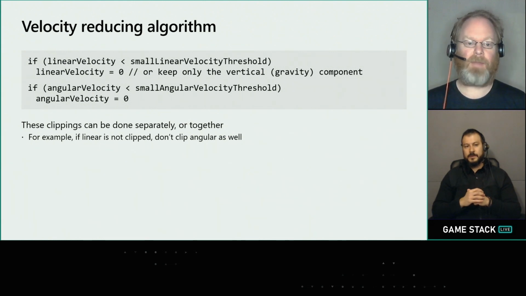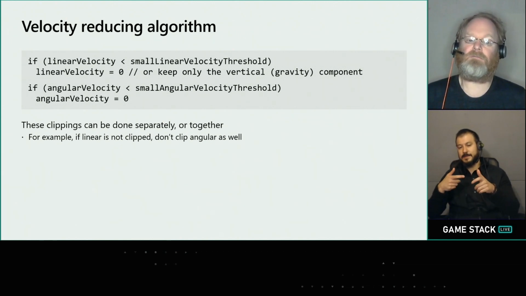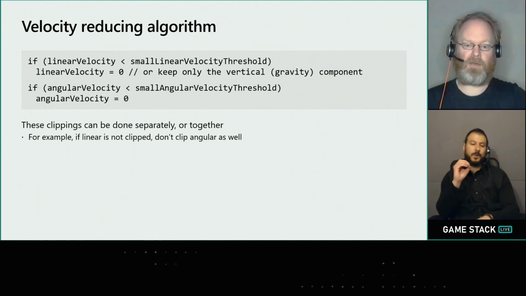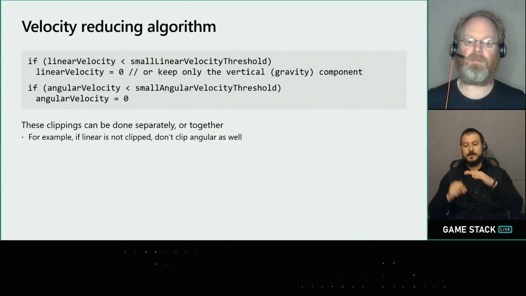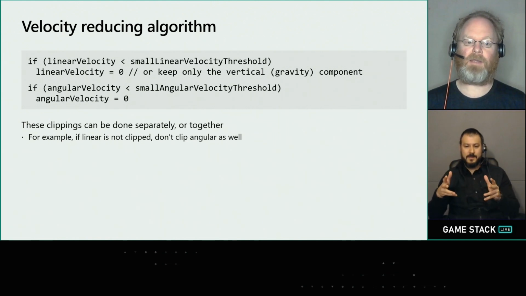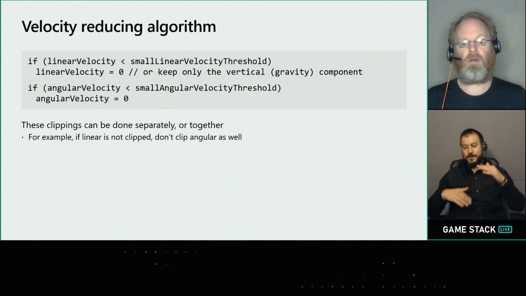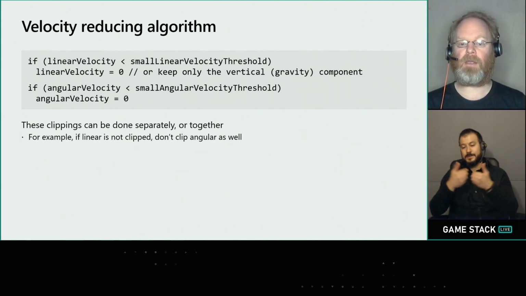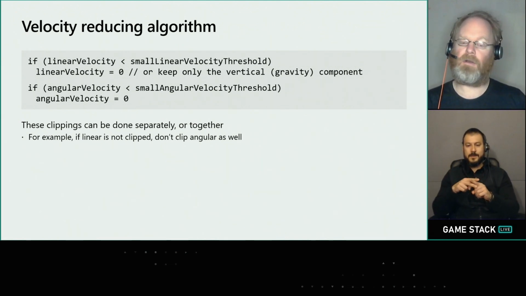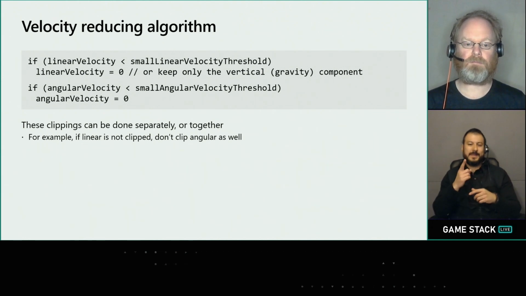So implementing that very simply, if the linear velocity of the body is lower than the linear threshold, we set it to zero. We could keep the gravity component, for example, and just trim off the movement left to right and leave the component that's being applied by gravity. That's an option. We could look at these thresholds, the linear and angular thresholds, separately, or we can only say apply angular clipping if the linear clipping happens. So there are a lot of options for this heuristic, and your own scenario is going to be the driver of which one you wanted to go with.